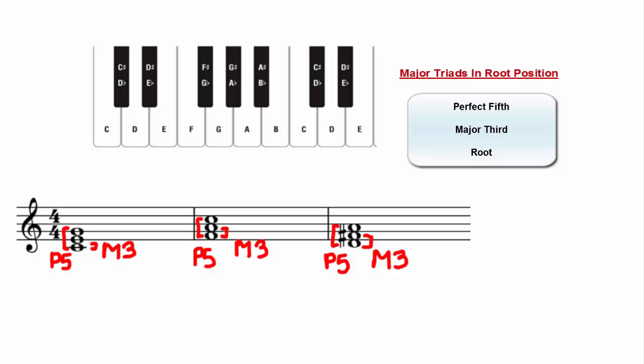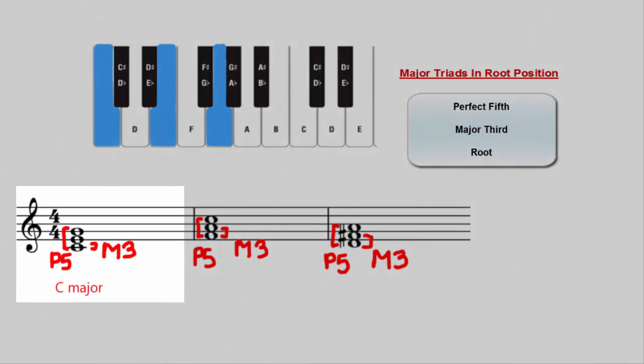Let's take a moment to look at a couple examples. The first example we are going to look at is a C major triad. We know that a triad takes its name from the root. So the root of a C major triad would be a C. We also know that when dealing with triads in root position, the lowest note of the triad will be the root. So it makes sense when we look at this first example that the lowest note of the C major triad is a C. We can then build that triad up from the root.